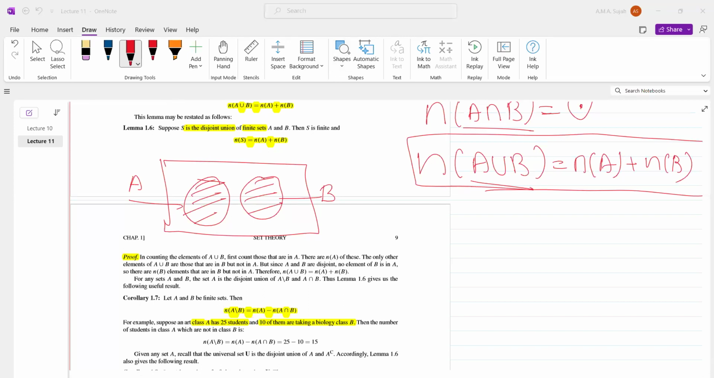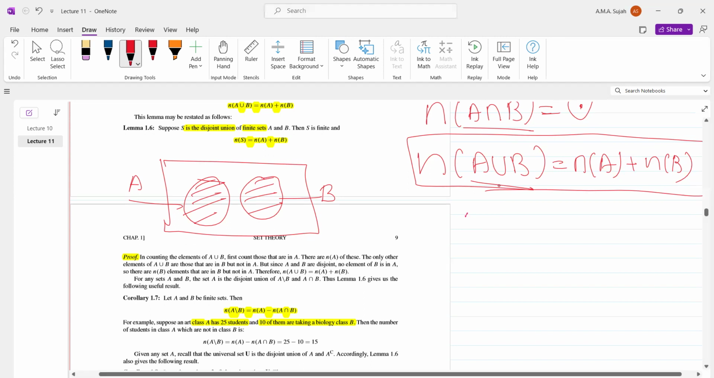Yeah, very good. Someone said the correct answer. When A and B are disjoint sets, then only you can say that the number of elements in A union B is equal to the number of A plus the number of B. What is the condition? A and B are disjoint sets. Otherwise, you can't say it this way. Why can I say this?